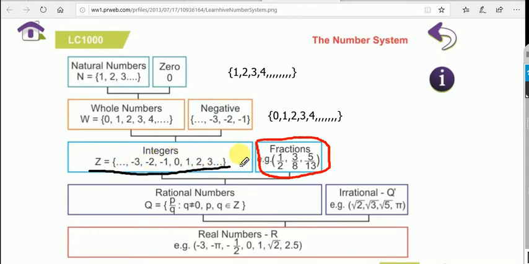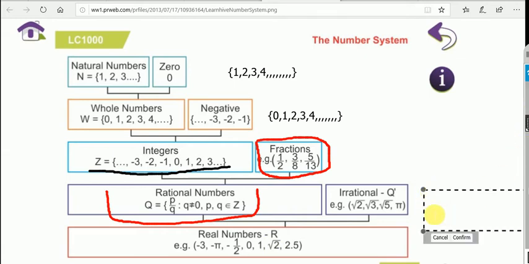What about fractions? You have also studied fractions. When we add fractions to integers, it becomes rational numbers. And rational numbers are in the form of p by q, where q is never equal to 0, as stated over here.